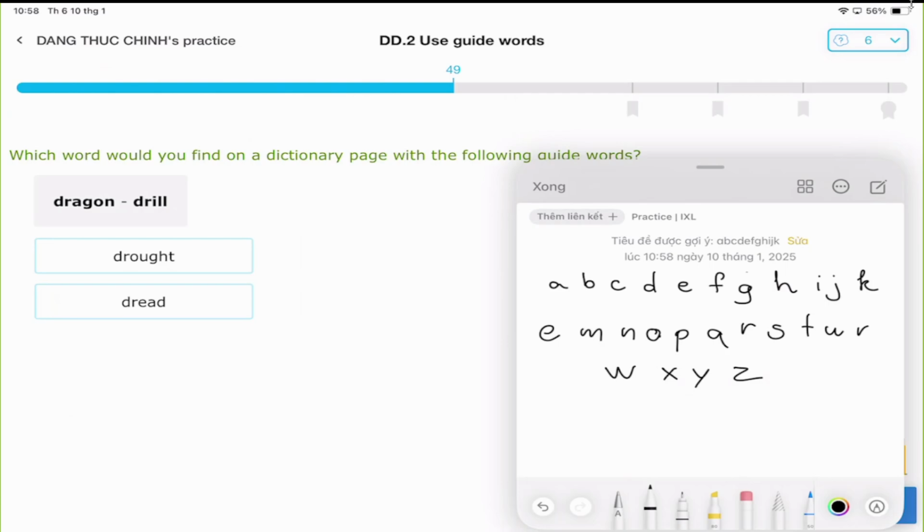Okay, same thing. Dragon and drill. We have the first word the same. Let's move to the second word. The second word is still the same. Let's look at the third word, between A and I. And it is asking us which word fits. The first two letters are literally the same, so let's look at the third word. There are O and E. Between A and I, there is E, but there is not O. So dread, we would find the word dread on a dictionary page between dragon and drill.